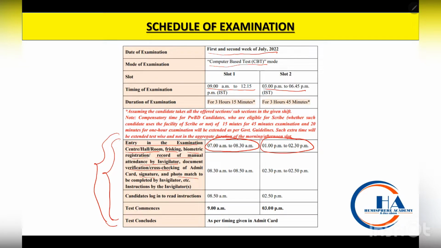So if you see the timing, you are required to enter the examination hall 2 hours before: 7 a.m., 9 a.m., 1 p.m., 3 p.m. You are required to enter 2 hours before in order to avoid any hastiness or any chaos at the test center, and so that the test procedure can be smooth sailing. Okay, then 8:30 to 8:50 you guys will be allowed to enter the center. At 8:50 you will be logging into your systems and reading the instructions.